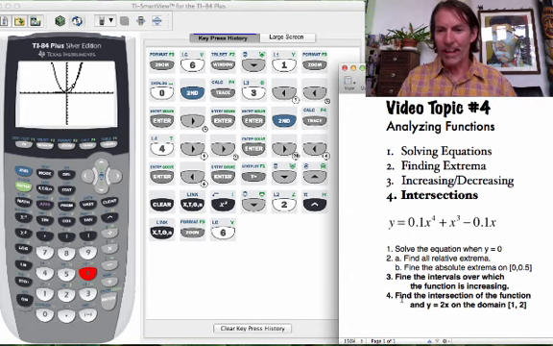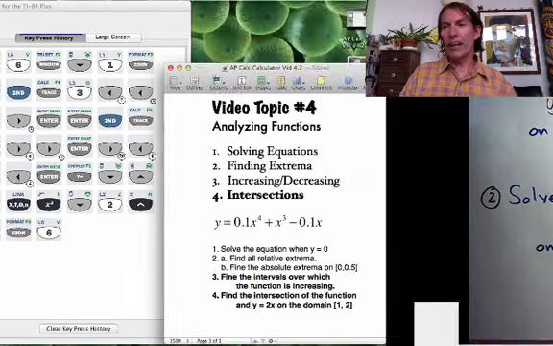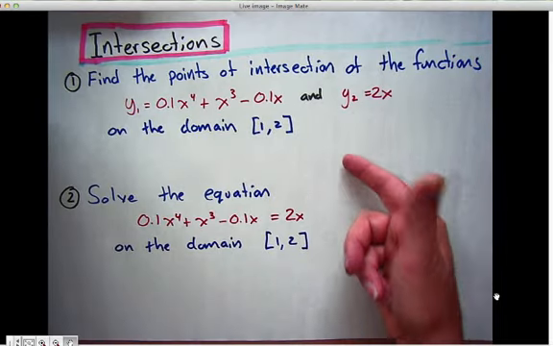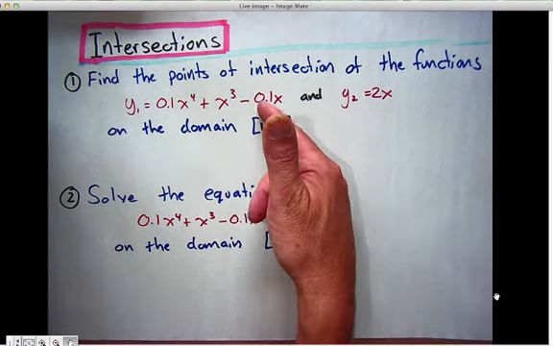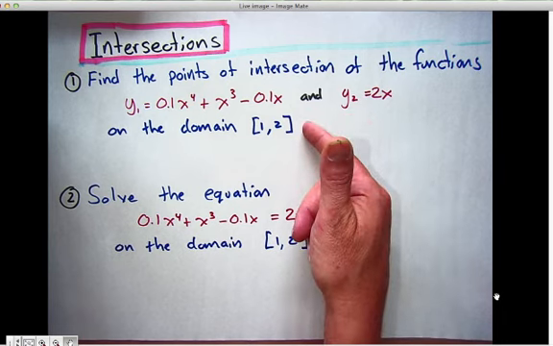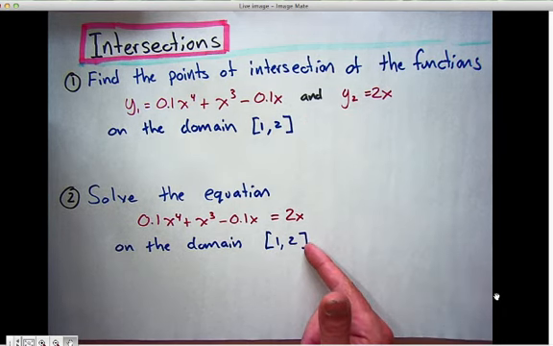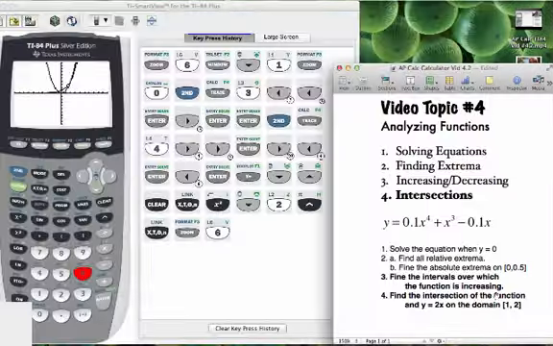So we're going to answer this last question here, number 4. Find the intersections of the function y equals 2x on the domain 1 to 2. Okay, so we're going to look at that over here, and this is the question we're going to answer. We're going to find the points of intersection of this function and this function on this domain. Then we're going to answer another question that's related to that. We'll see how those are related.